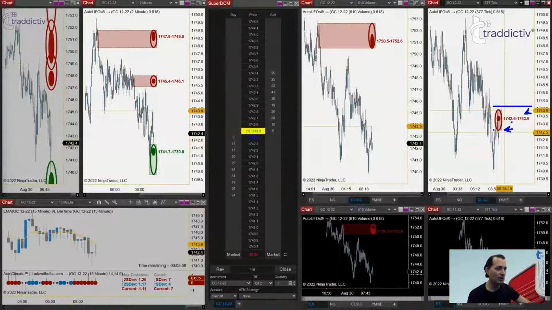Okay, and how far below is it going to be? So it's going to be around 1740. Okay, so we are trying to catch a move all the way from here to here. That's what we're trying to catch. And how did I come up with 1740?